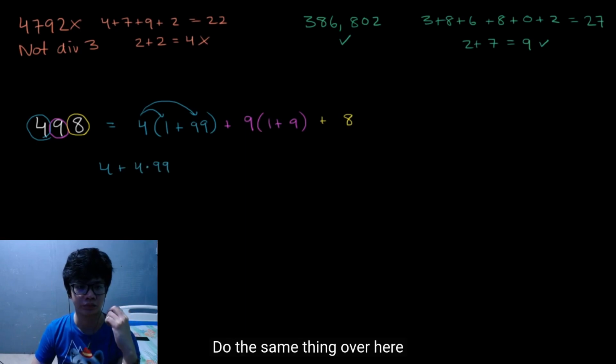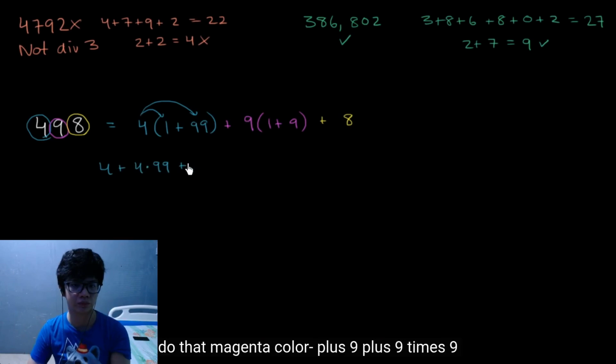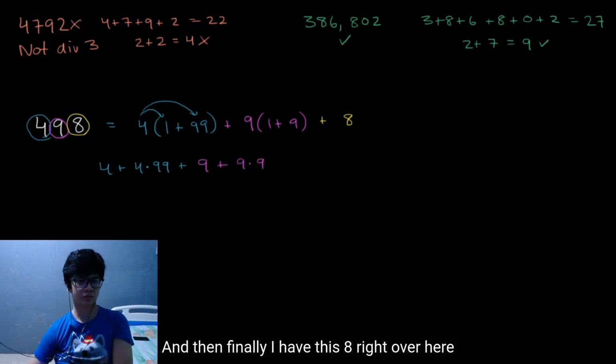Do the same thing over here. This is the same thing as plus 9. Let me do that in magenta color. Plus 9 plus 9 times 9. 9 times 9. And then finally, I have this 8 right over here.